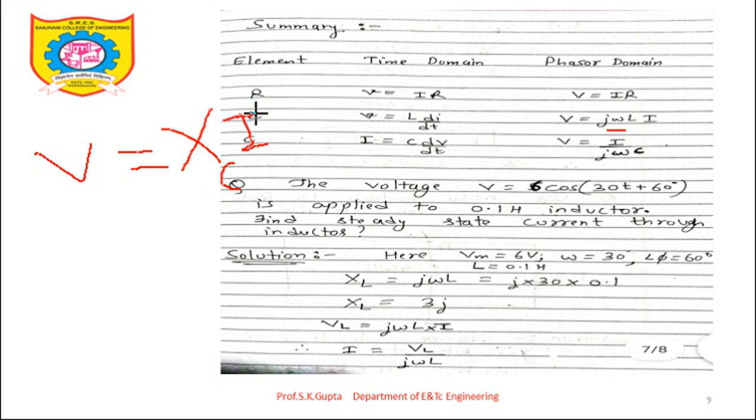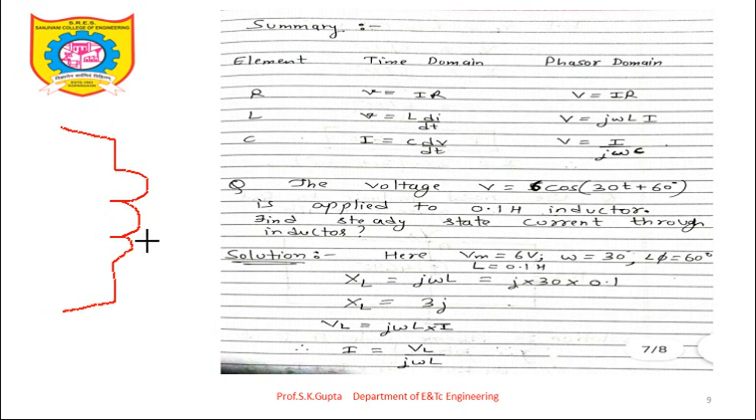Now next, let's see one example. The voltage V equal to 6 cos(30t plus 60 degree) is applied to a 0.1 Henry inductor. So this voltage has been applied to an inductor of value 0.1 Henry. We have to determine the steady state current through the inductor.